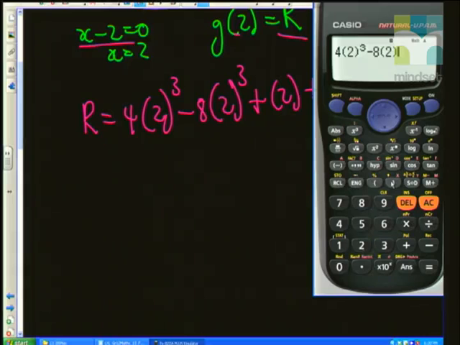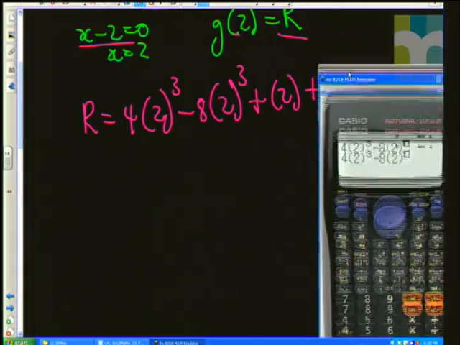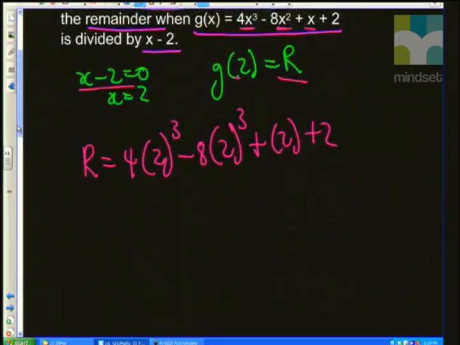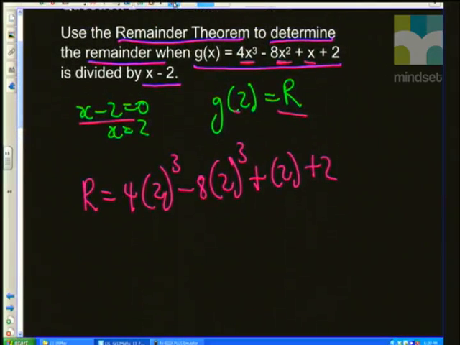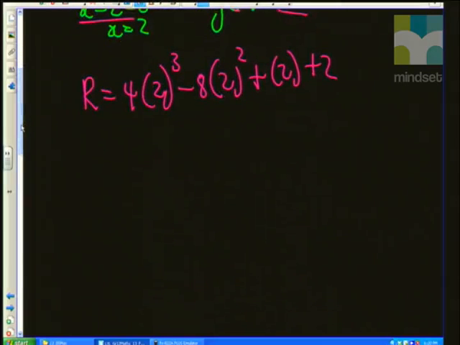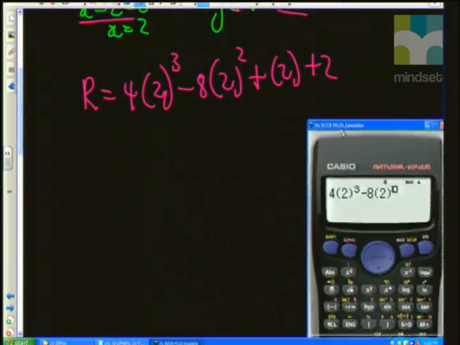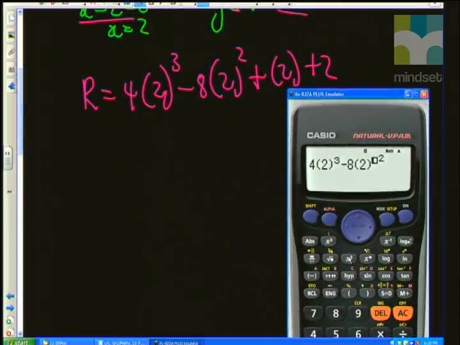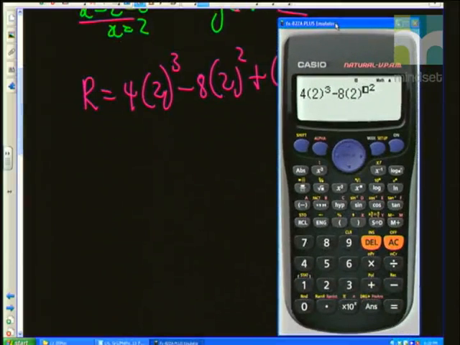Oh, I think I made a mistake. Good, I can see my mistake. This is not to the power 3. This is to the power 2. So go back, fix it. This is to the power 2. Let me start again on the calculator.